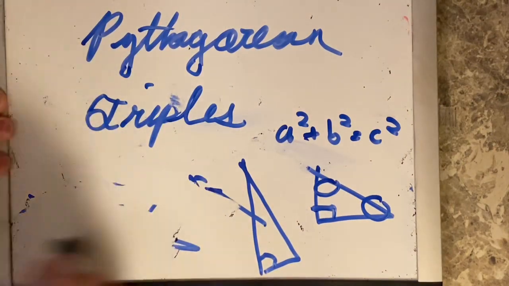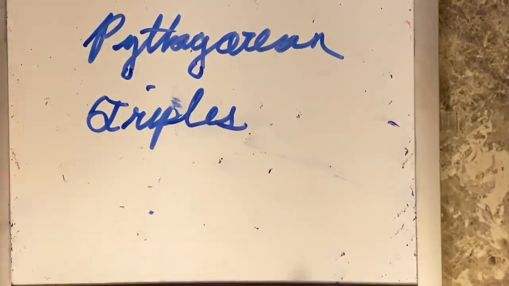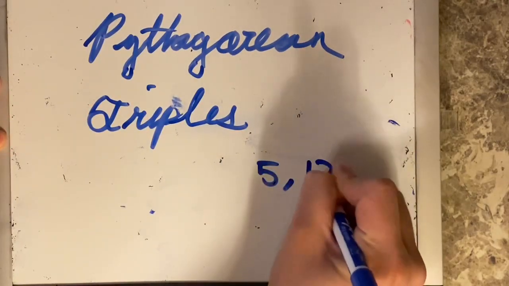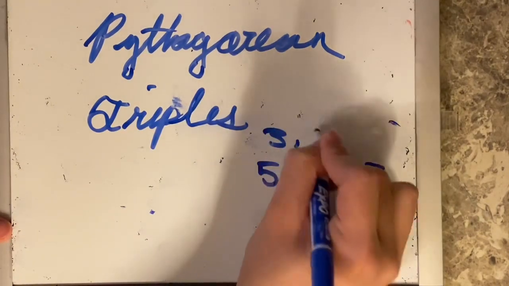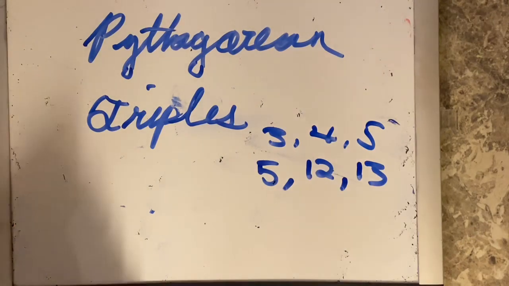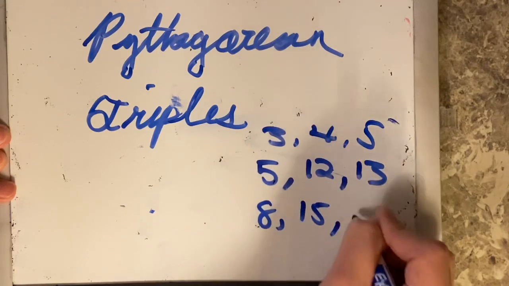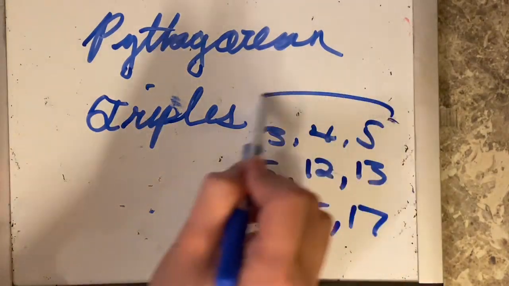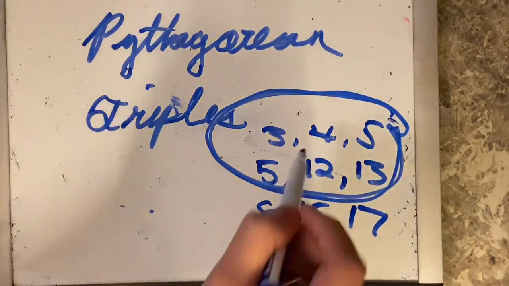So 3, 4, and 5 is one of the many Pythagorean triples. The second most common that you will see is the 5, 12, 13. All right, so the first one's 3, 4, and 5, and then the third most common will be the 8, 15, 17. But I just want you to memorize these two right here. All right, and you can always work from that.